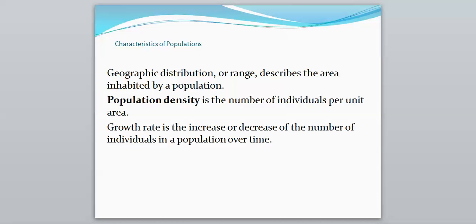And then growth rate is simply the increase or decrease of the number of individuals in a population over time. So it would be new organisms being born, while the old organisms are dying off. So that is the growth rate. So whether the growth rate is maintaining an equal balance, or it's increasing, or it is decreasing.